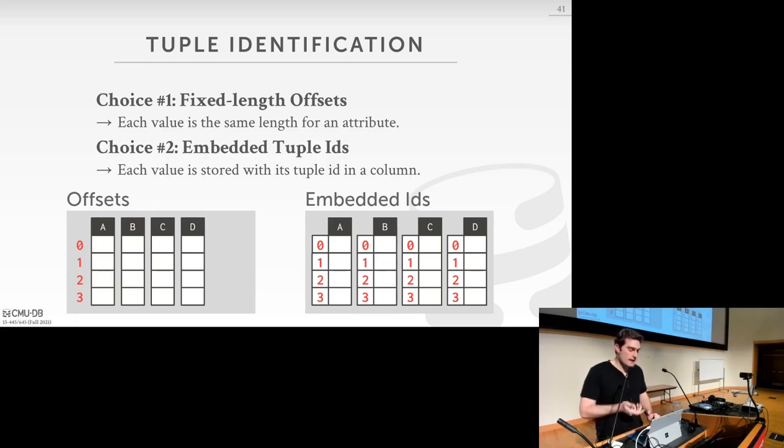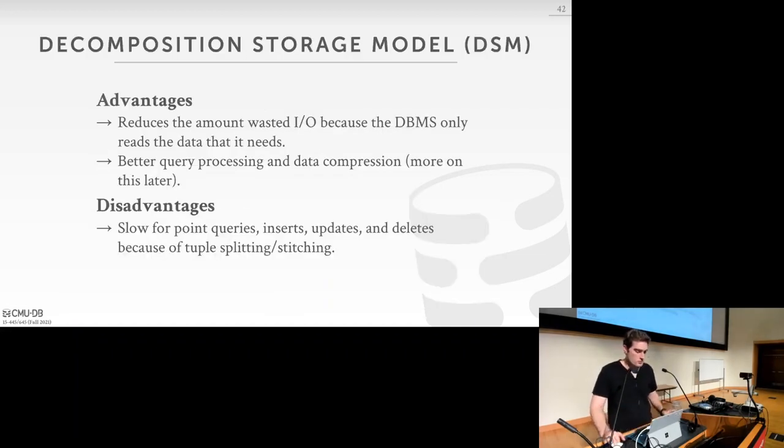The other thing is, if you have sorted data, that lets you do binary search or some more intelligent search for individual values, rather than having to scan the whole column with a sequential search algorithm. So those are the two ways that you can rebuild individual tuples. So just to summarize, for the n-ary storage model, the DSM has advantages and disadvantages.